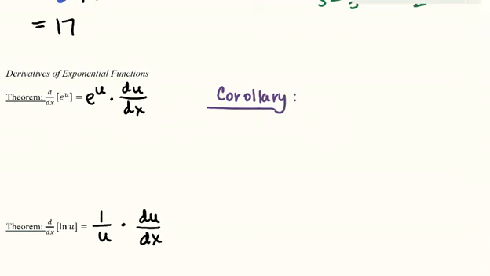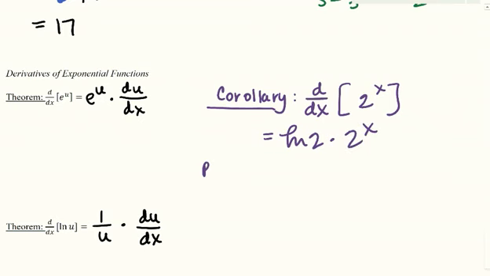Okay, so the corollary would be that the derivative with respect to x of some number to the x, I'll actually just say maybe 2 to the x, is going to be natural log of 2 multiplied by 2 to the x. And I'm going to show you why this works. Remember that 2 to the x is equal to e to the natural log of 2 multiplied by x.